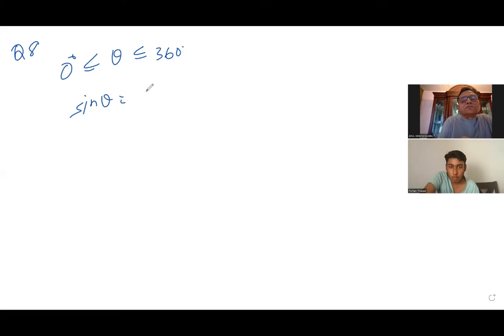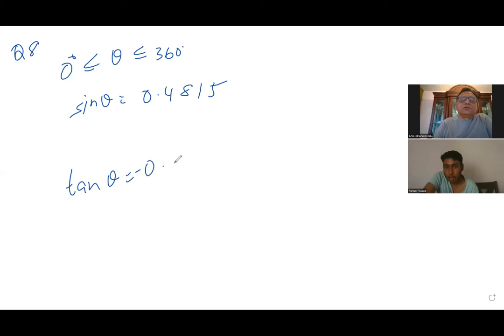This is question number 8, and it says use each trigonometric ratio to determine all values of theta to the nearest degree, if 0 degrees is less than or equal to theta, which is less than or equal to 360 degrees. So find sine of theta equal to 0.4815. Tan of theta equal to negative 0.1623. Cos of theta, negative 0.1623. Others you can do, but let's try to understand the concept.